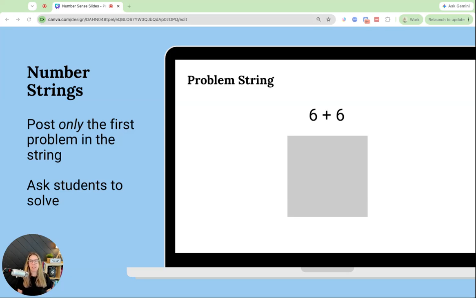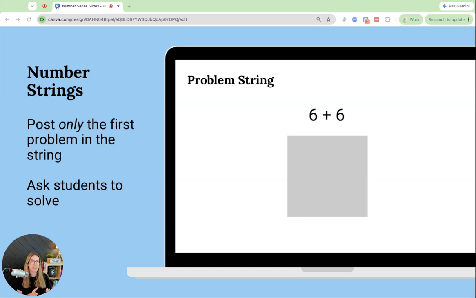Some of them might say, I have my doubles memorized. Maybe they know 6 plus 6, 5 plus 5, 7 plus 7. Maybe they counted on their fingers. Maybe they started at 1, 2, 3, 4, 5, 6, and then 7, 8, 9, 10, 11, 12. Maybe they started at 6 and counted on 7, 8, 9, 10, 11, 12, right? A lot of different ways.